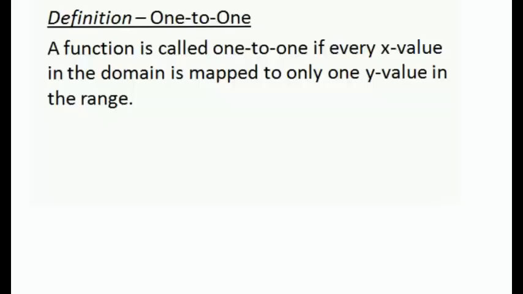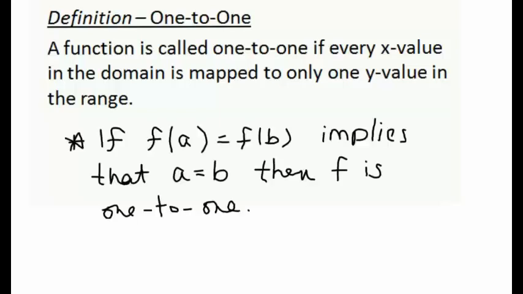We say that a function is one-to-one if every single x value in the domain happens to be mapped to only one y value in the range.